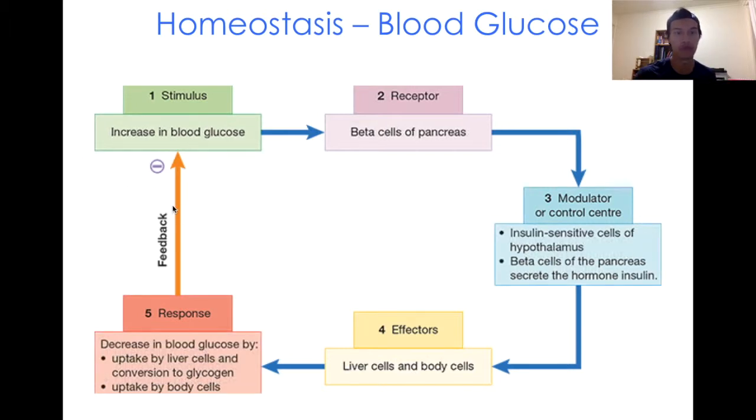The reverse happens if there is an increase in blood glucose levels. Beta cells in the pancreas will now release insulin, and they will secrete it. The insulin will then travel to your liver cells and your body cells, and what that does is it converts glucose back into glycogen, dropping it back down, or your body cells will take up more glucose from your bloodstream to bring it back down if it's too high. Yeah, so you can see there a negative feedback loop regulating blood glucose level within a narrow range.